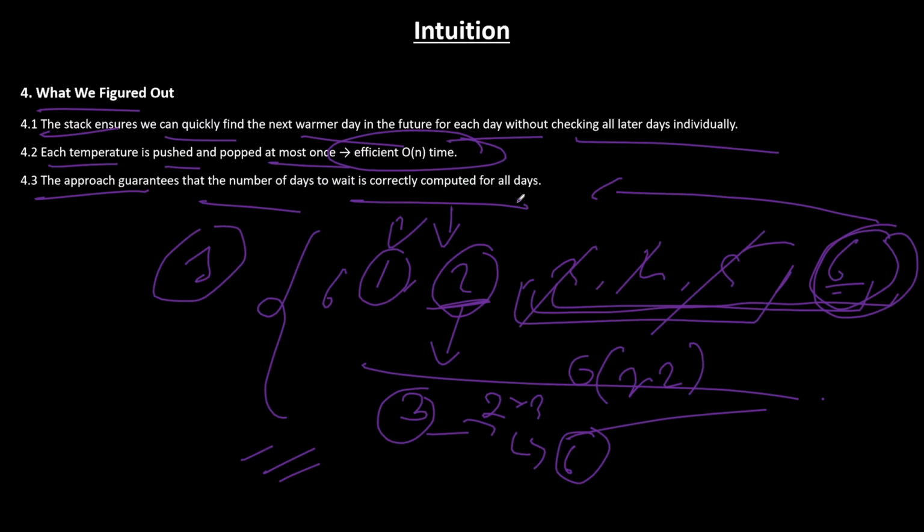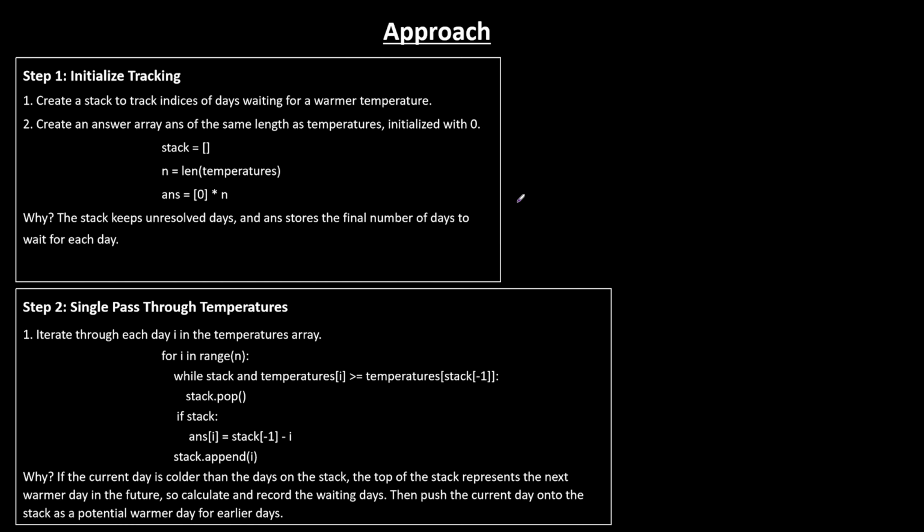So I hope you understood the intuition explanation. Now let's move to the next slide. Now since we got the intuition of the problem, let's look into the approach of how we're going to solve it. Step 1: Initialize the tracking. Create a stack to track indices of days waiting for a warmer temperature.